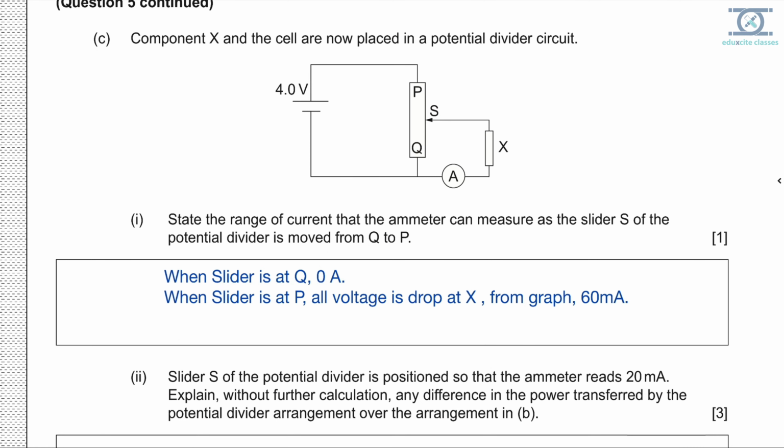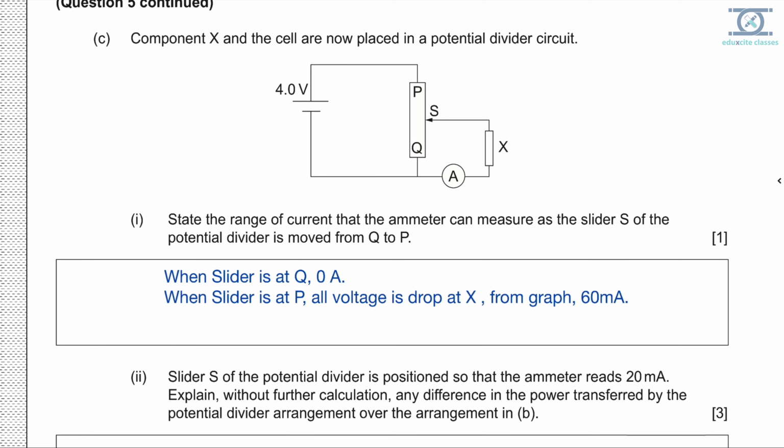So all the potential drop will be here. So there will be no current flowing in this branch of the circuit. So the ammeter will read 0. As soon as the slider moves towards Q, all the voltage drops at X.